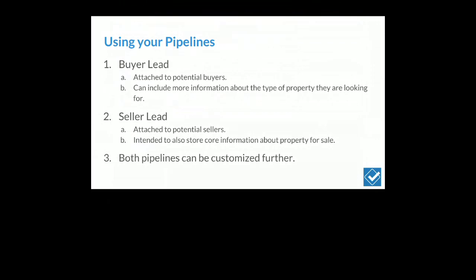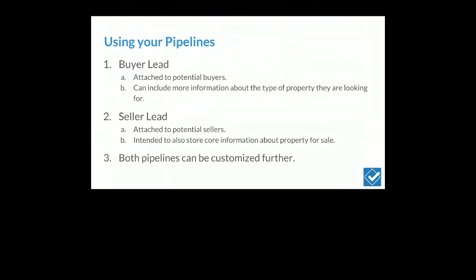Whenever you're approached by a potential buyer, you would attach the buyer pipeline to them to indicate that you're in the buying process with them. You're working with them on getting a property purchased for them. And the same goes for your seller pipeline. This way, you can differentiate between your buyers and your sellers in the CRM. And if you have someone who's both buying and selling, you just attach both pipelines to them.